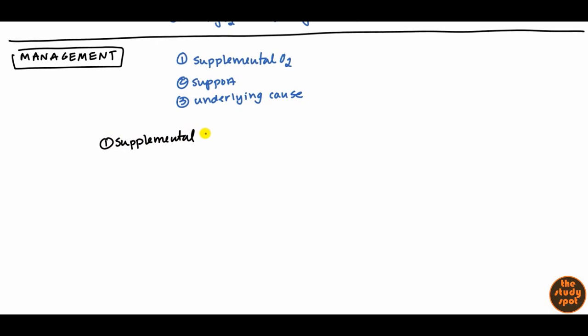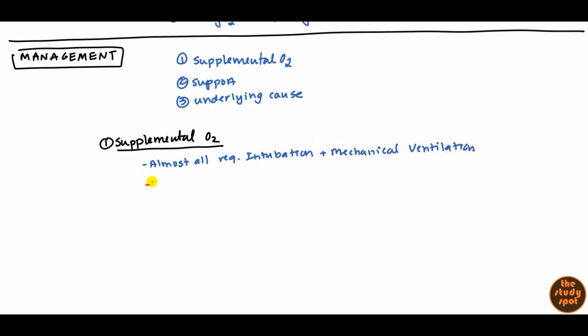So let's first talk about supplemental oxygen. Almost all patients who come with ARDS will require intubation and mechanical ventilation because the amount of hypoxemia is going to be very severe. Now, the way that is done now is called low tidal volume ventilation. When using this system, you're trying to prevent any type of ventilator-induced lung injury that may occur.